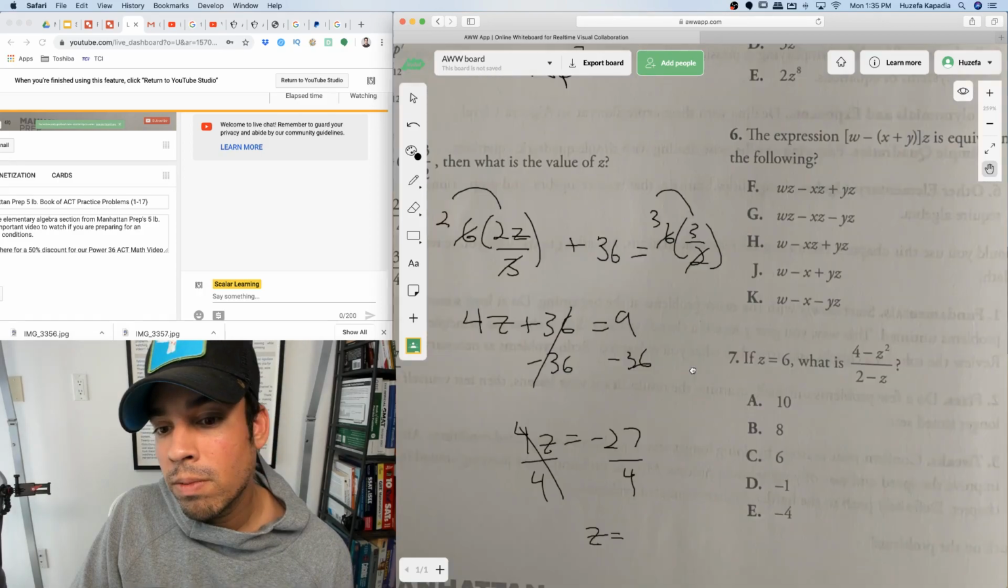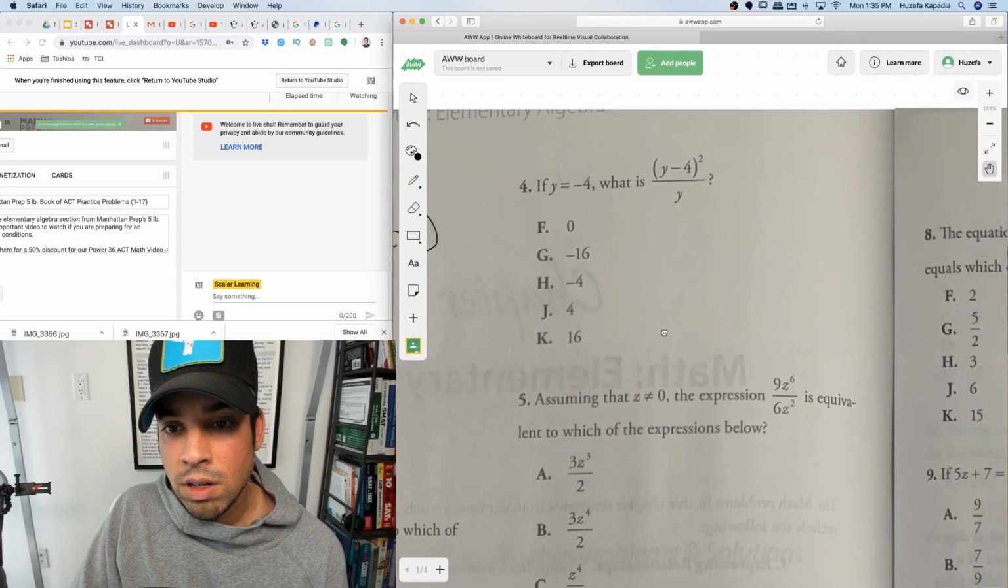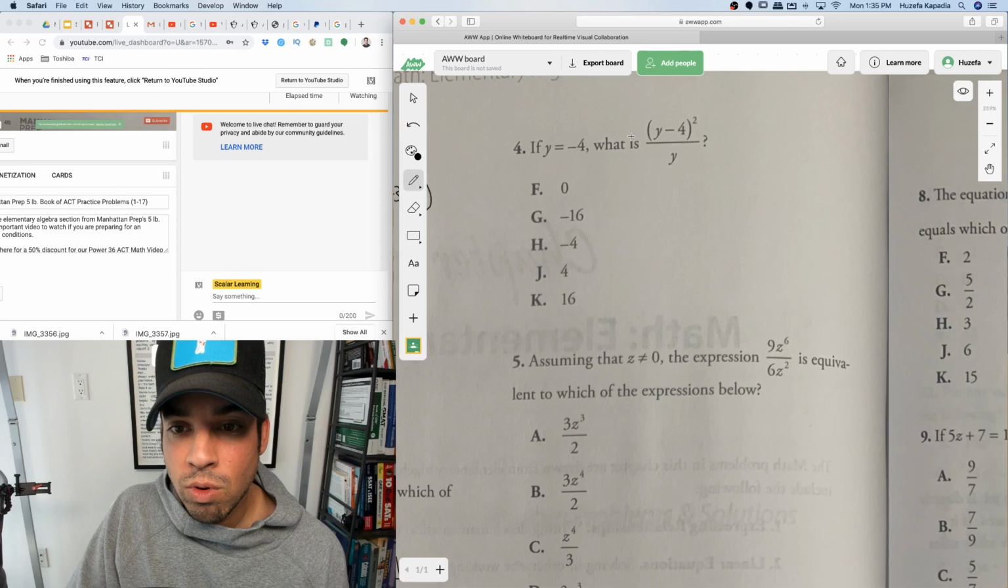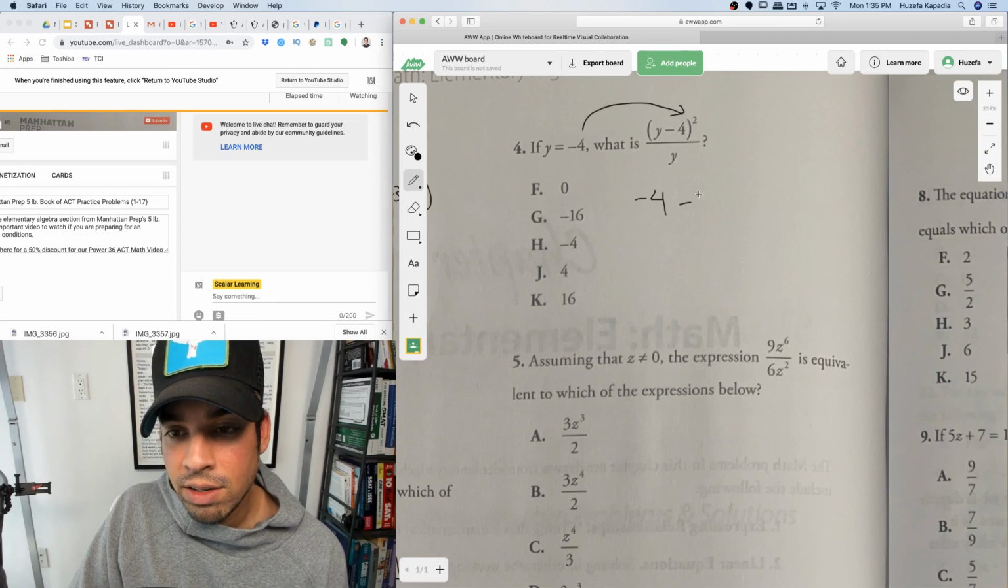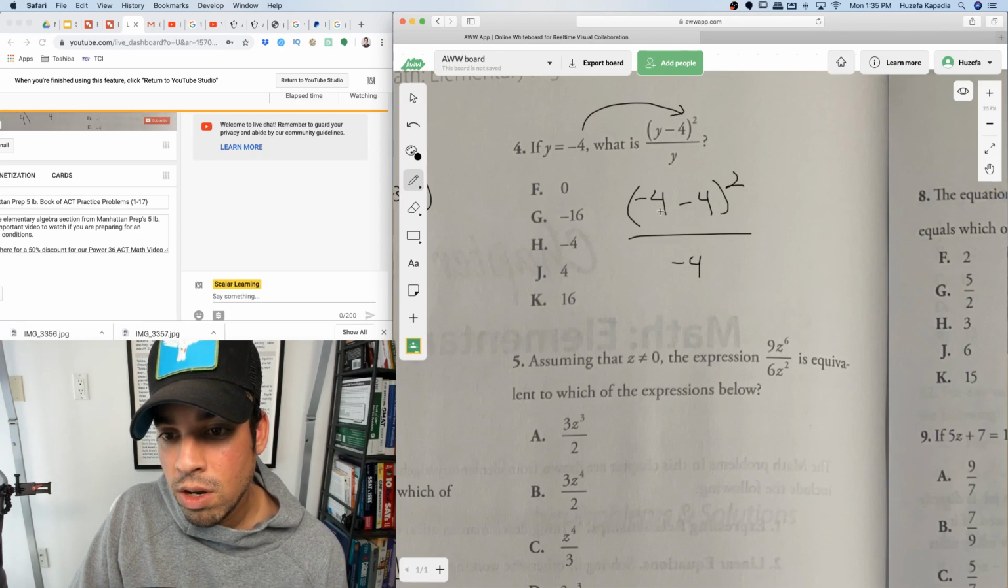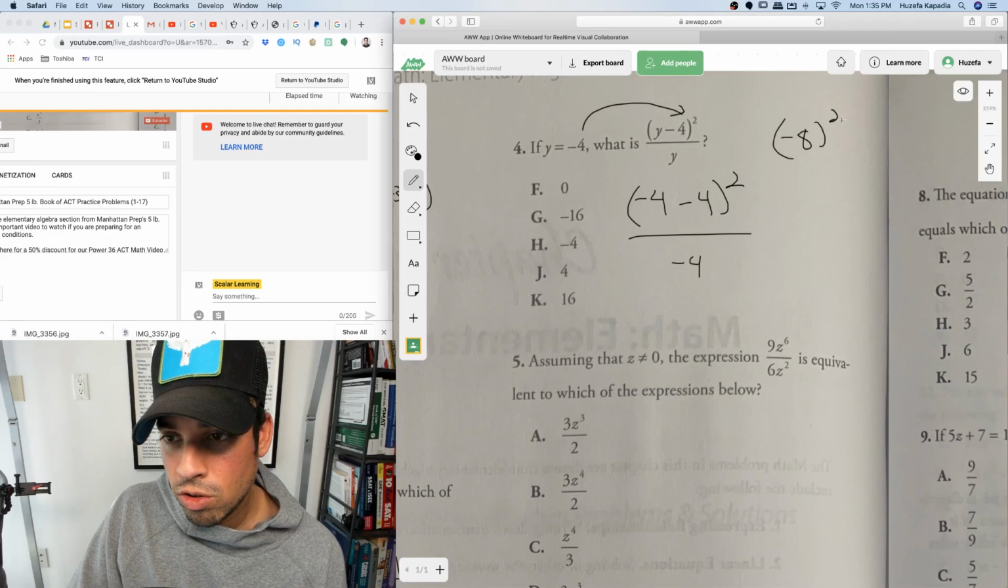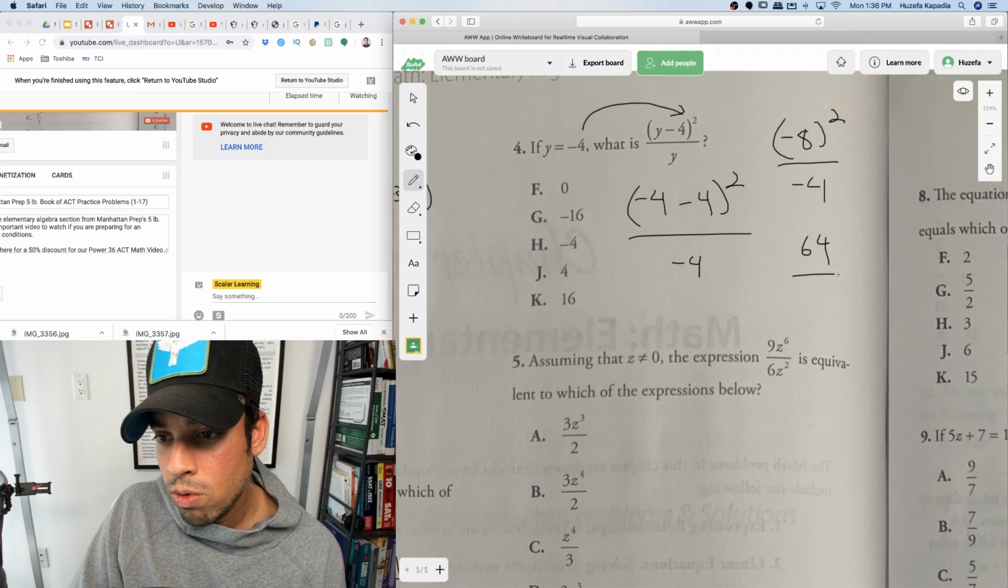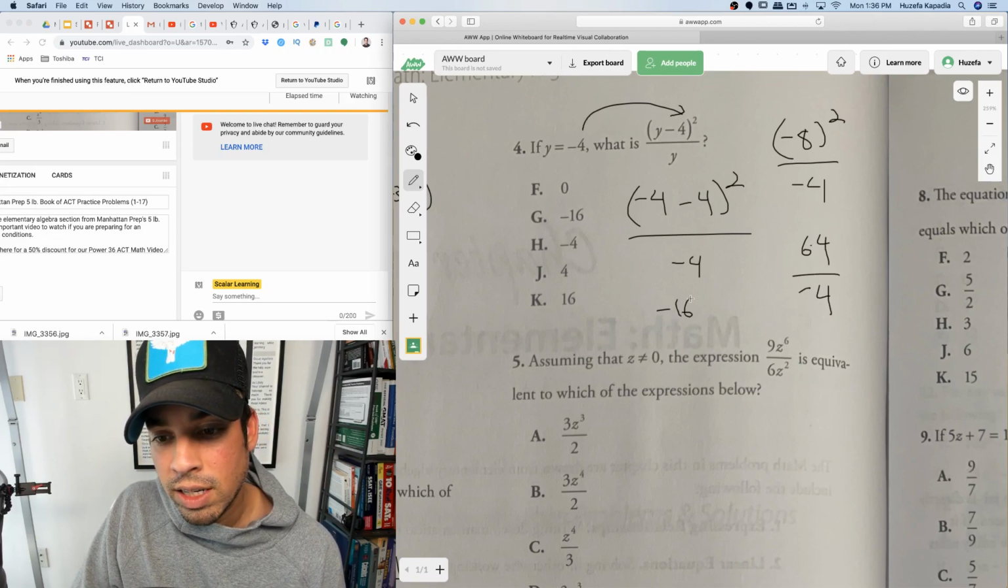We're good. Okay, next. Number 4, if y equals negative 4, what is the value of this? All right, well, let's plug in negative 4 and see what happens. So I got negative 4 minus 4 squared over y, which is negative 4. Negative 4 minus 4 is negative 8, squared, over negative 4. Negative 8 squared is 64 over negative 4, and that's 64 divided by negative 4, which is negative 16.